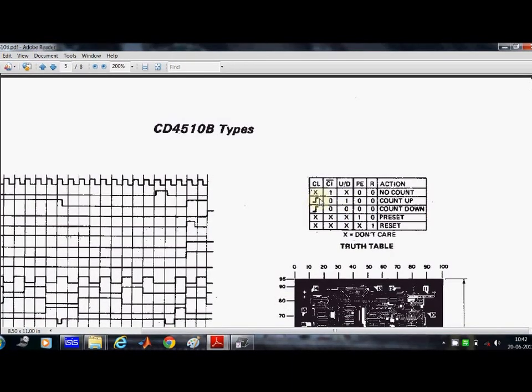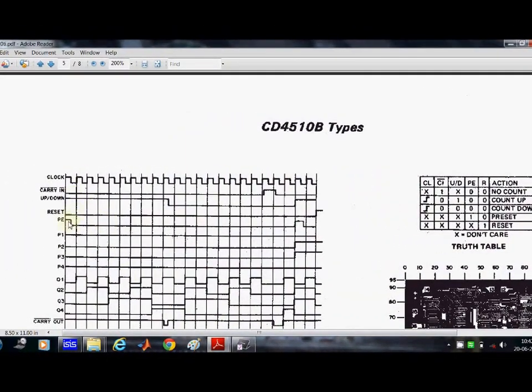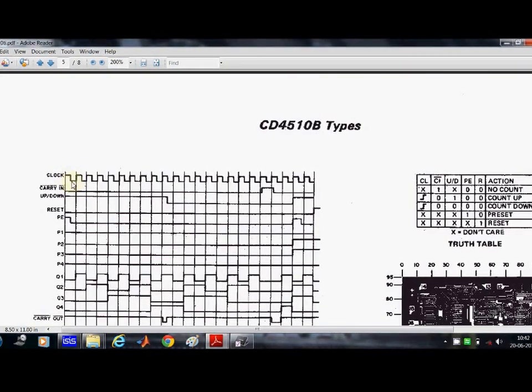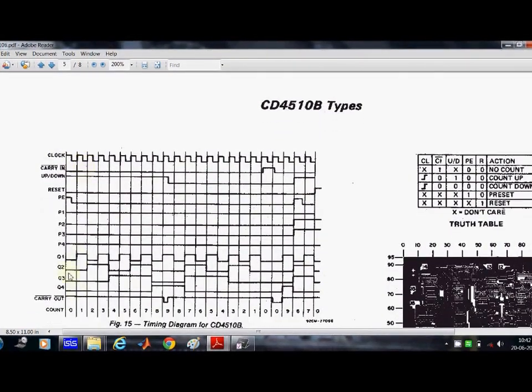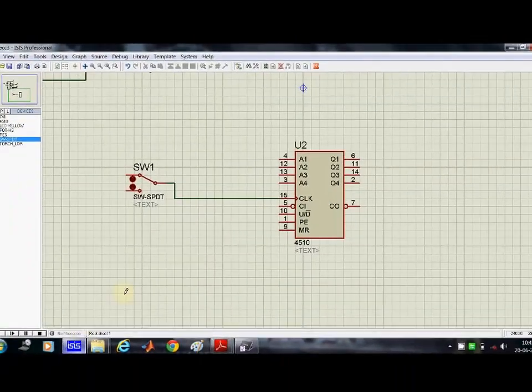And on the rising edge, there is up counting that can be seen from this diagram as well. When the clock is rising, you see this is the clock rising, and this is the Q1, the least significant bit, it goes up. This is the timing diagram of carry in and up and down, this is the timing diagram for clock input, and this is the timing diagram for the output pins. So we'll go back to the simulation.